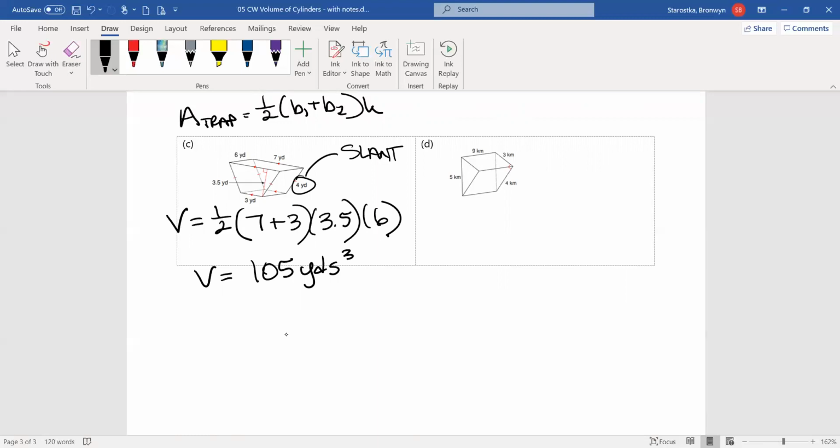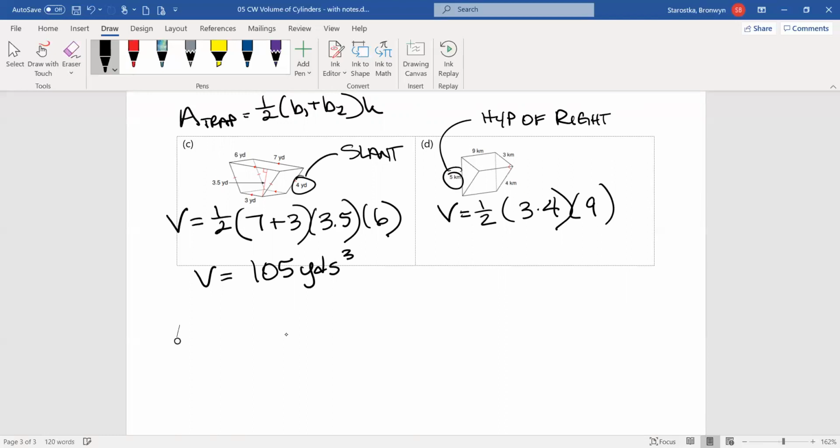Here we have a right triangle prism. We want the area of the base, so volume, area of the base, and that's going to be the triangle, 1/2 times 3 times 4. And now we need the height. So we have to decide between whether it's 5 or 9. I'm going to tell you it's 9 because 5 is the hypotenuse of our right triangle. So we're not using that. Plugging into our calculator, volume is 54 kilometers.